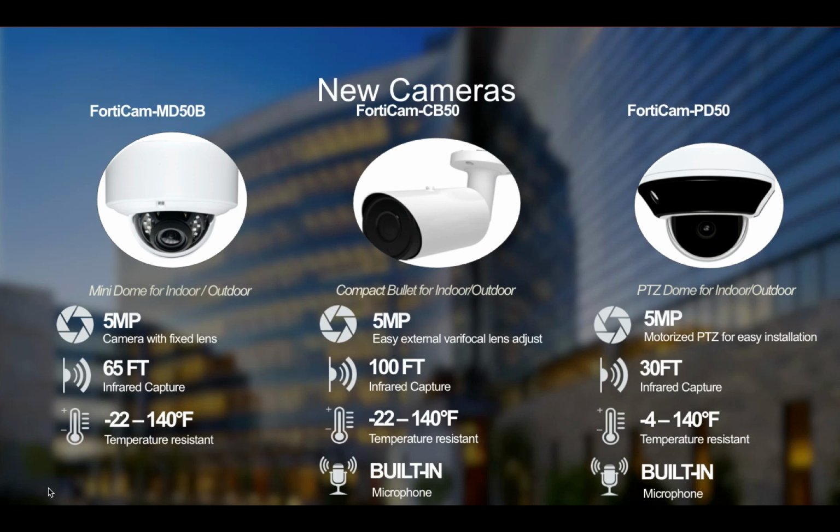Moving on to the new cameras that we recently introduced. This is a new addition to the FortiCamera 40 family: the FD50D, a 5-megapixel camera with infrared capture from a distance of 65 feet, that can operate from -20 Fahrenheit to 140 Fahrenheit. And we do have bullet cameras for outdoor deployment, and PTZ pan tilt zoom dome cameras for indoor and outdoor purposes with 5-megapixel motorized PTZ, which is easy to install, along with a built-in microphone.